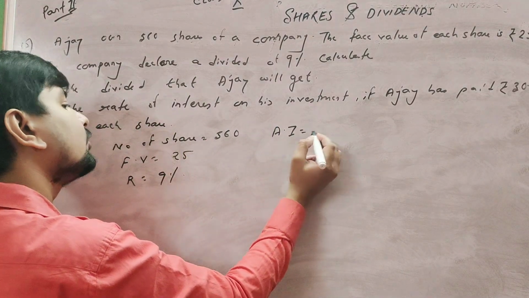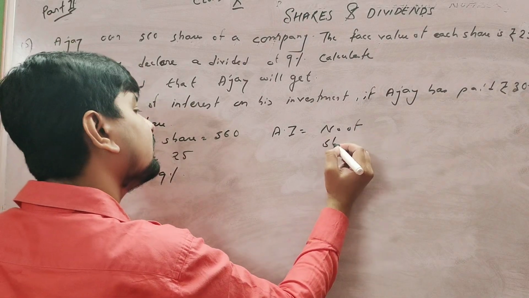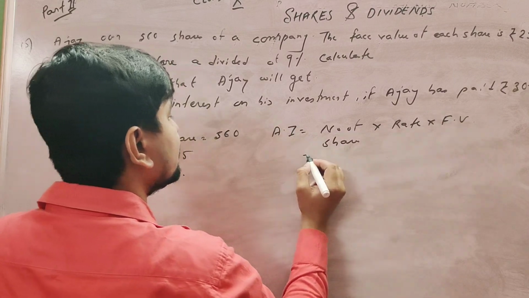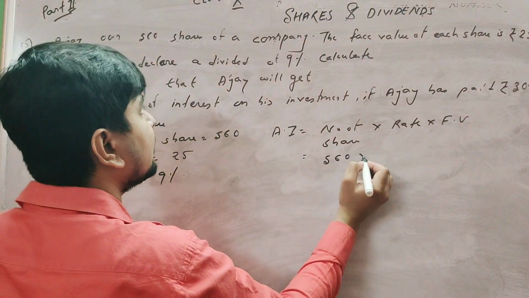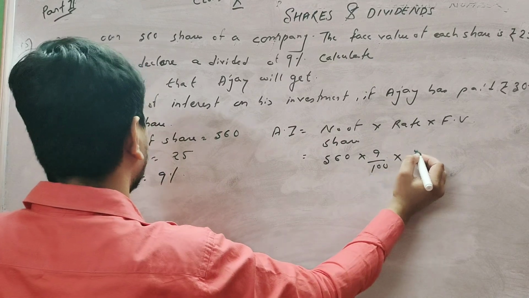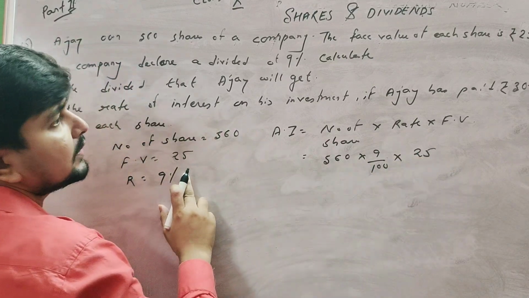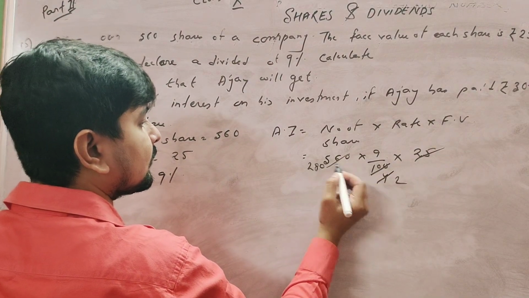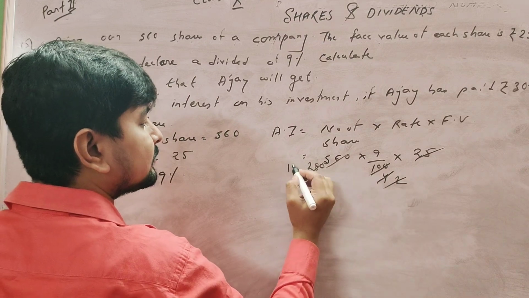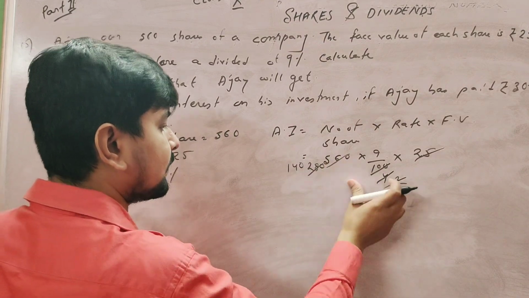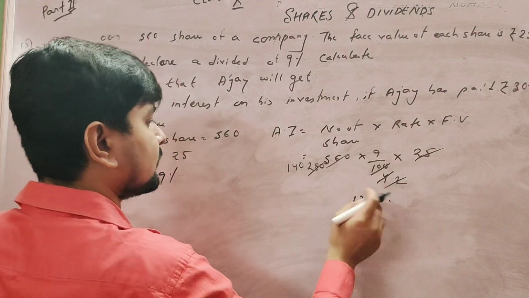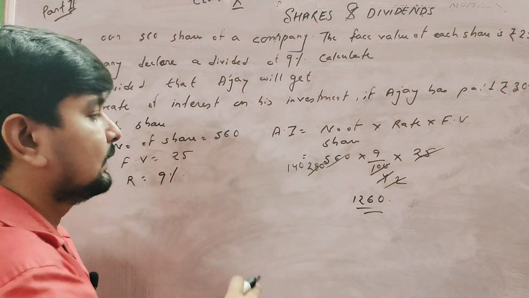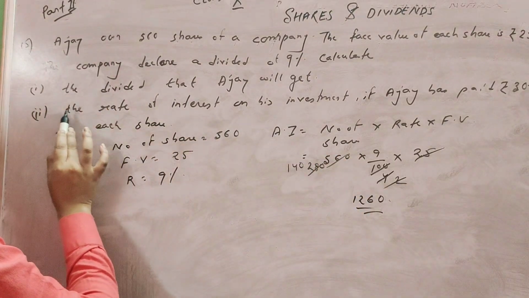So the annual income formula is number of shares into rate into face value. So the number of shares is 560, rate is 9% and face value is 25. Clear? Face value is 25, given. Annual income is 140 into 9, which is 1260. Clear?